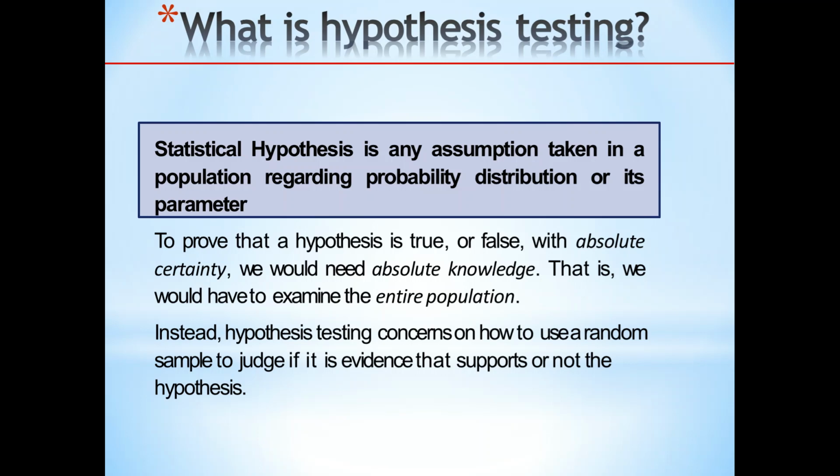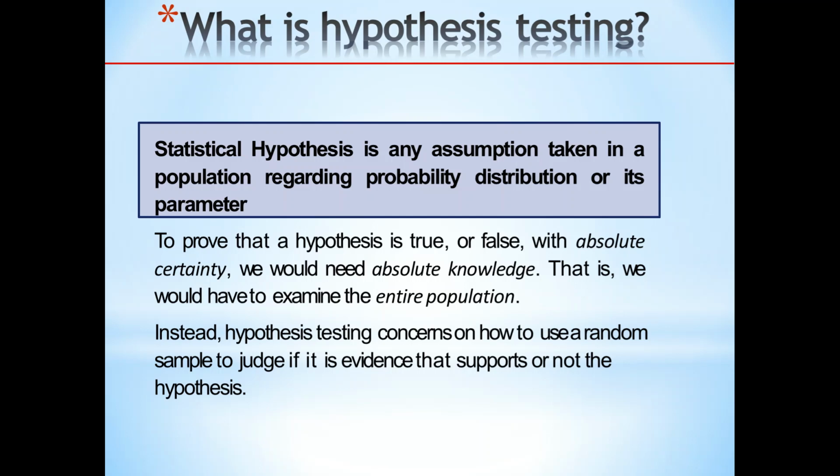In general, we make decisions about a population on the basis of sample information. But in hypothesis testing, an assumption is made on the population, and by going through some statistical analysis of the sample information, the validity of the assumption is tested. For example, we decide on the basis of sample data whether a new drug is really effective in curing a disease. Any assumption taken on a population regarding its probability distribution or its parameter is called a hypothesis. Such a hypothesis may or may not be true.